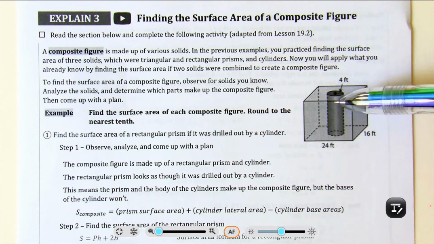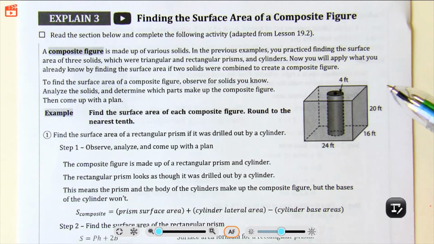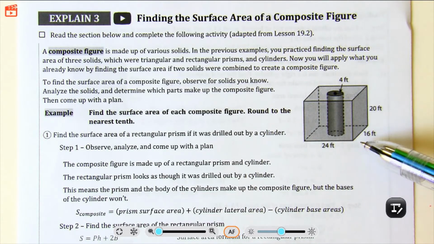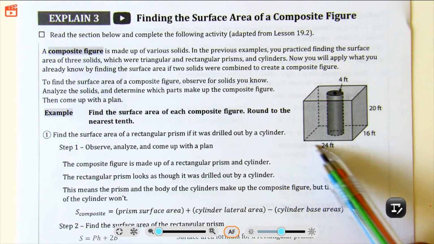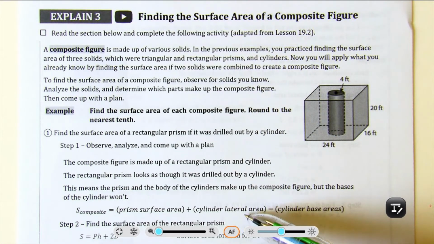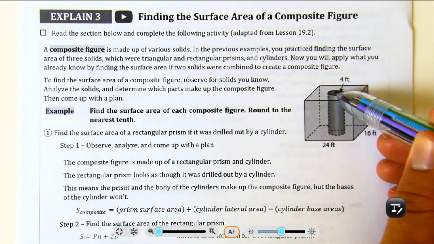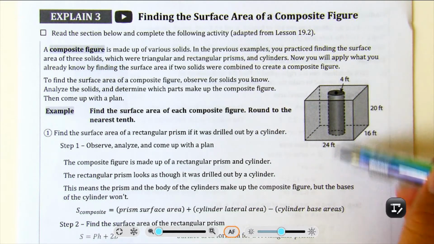The formula that we're going to use, or the setup for this problem, is to find the resulting surface area. We need to find the surface area of the entire prism, plus the lateral area of the cylinder. Because we're making a hole here, the lateral area of the cylinder is exposed, minus the base areas. We're not going to have a top piece or bottom piece, so we're going to be subtracting those from the total.